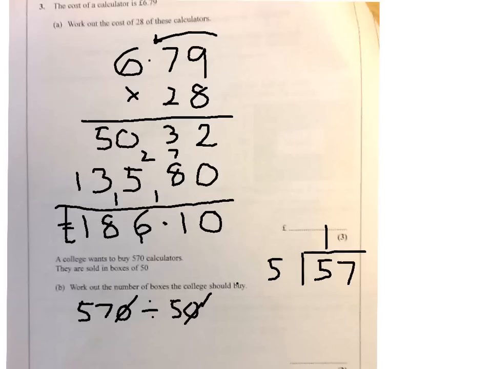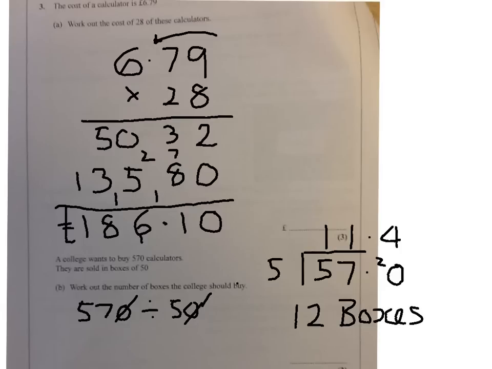5s into 5 go once. 5s into 7 go once again, with a remainder of 2. Put the 2 there on the naught, and 5s into 20. So it would be 11.4, but you can't have a 0.4 of a box, so you have to go up to 12 boxes. That's the answer to that one.